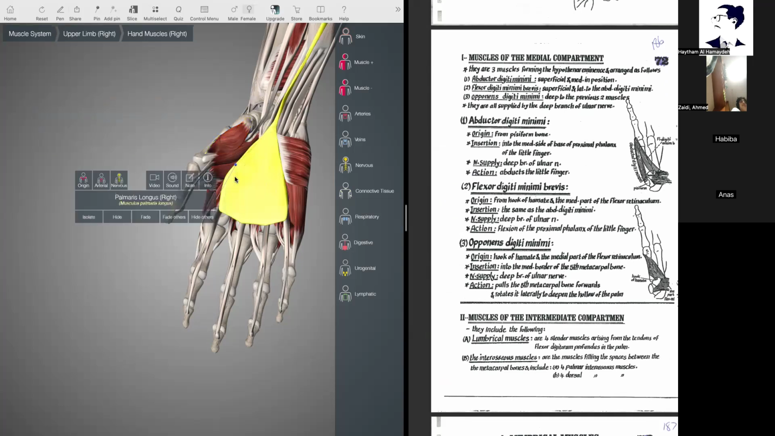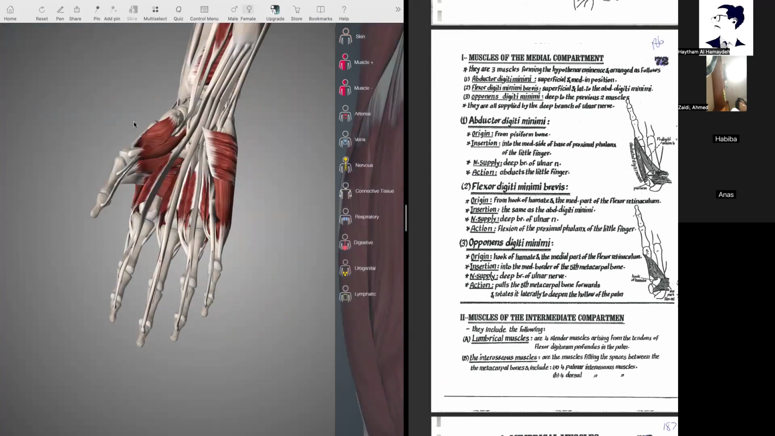Now, muscles of the medial compartment, I just want to name them now. As we said, we name and then we mention details. Muscles of the medial compartment are made up of three muscles, forming the hypothenar eminence, the other bulge on the hand, right here. And they're arranged like this.